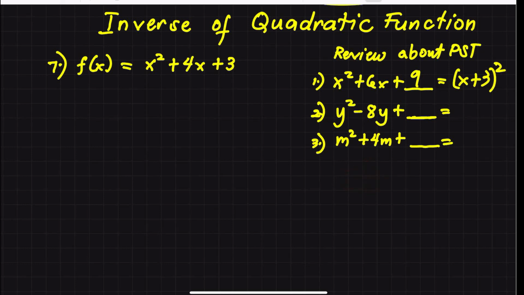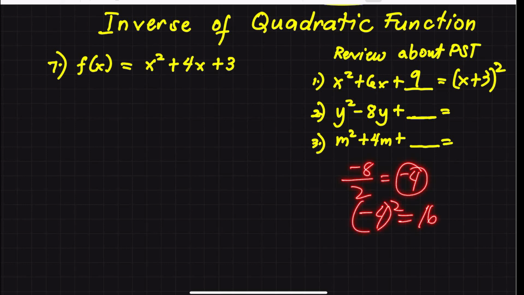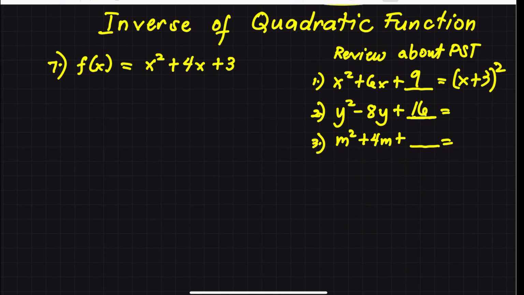Divide natin sa 2, which is negative 4. I-square natin to. Negative 4 squared is positive 16. So, mag-a-add tayo ng 16 dito. Okay, so ano magiging binomial factor niyan? So, y minus 4. Kasi square root nito ay y, square root naman nito ay 4. Diba? Since minus ito, quantity squared. So, iyon yung magiging factor nito.